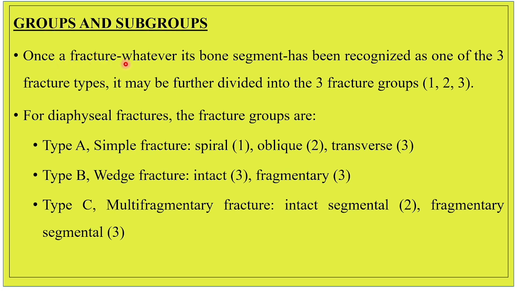So once a fracture, whatever its bone segment, has been recognized as one of the three fracture types, it may be further divided into three fracture groups, that is group 1, group 2, and group 3. For diaphyseal fractures, the fracture groups are type A, that is simple fracture, that is spiral, oblique, and transverse. And type B, that is wedge fracture, intact, and fragmentary. And type C, that is multifragmentary fracture, that includes the intact segmental and fragmentary segmental, type 2 and type 3.